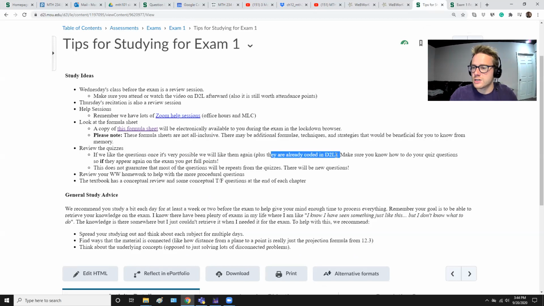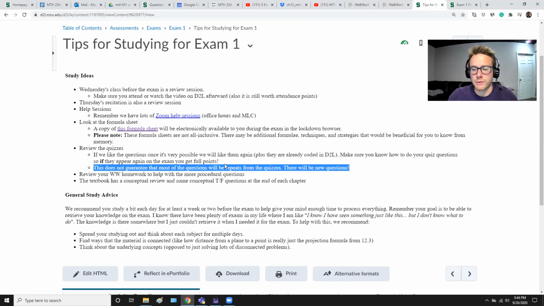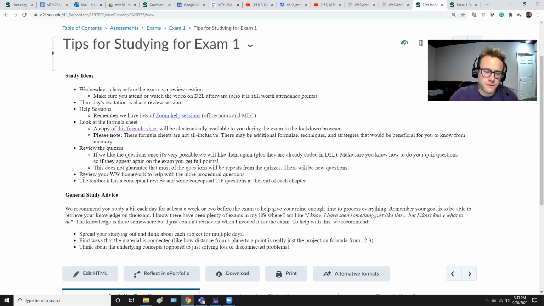Plus, they're already coded in D2L, so we wouldn't even have to spend a lot of time recoding things or anything like that. Now, of course, when people hear that, they think, oh, maybe they're all going to be quiz questions, and that's certainly not going to be the case, right? So this does not guarantee that most of the questions will be repeats from the quizzes. There certainly will be new questions, and so you need to prepare for that as well. Certainly, you should review your WebWork homework, and the textbook has a great conceptual review at the end of each chapter, as well as some true-false questions. And so I would recommend taking a look at those as well.